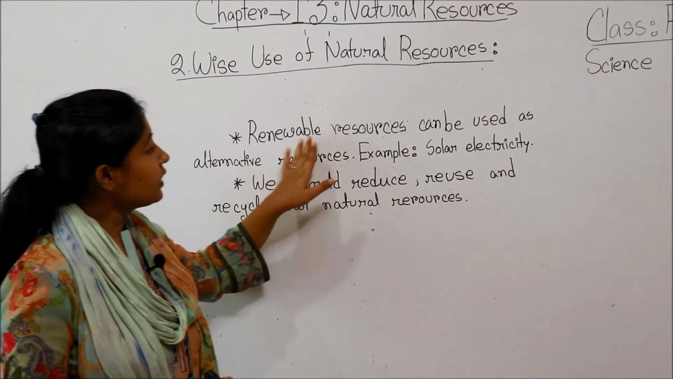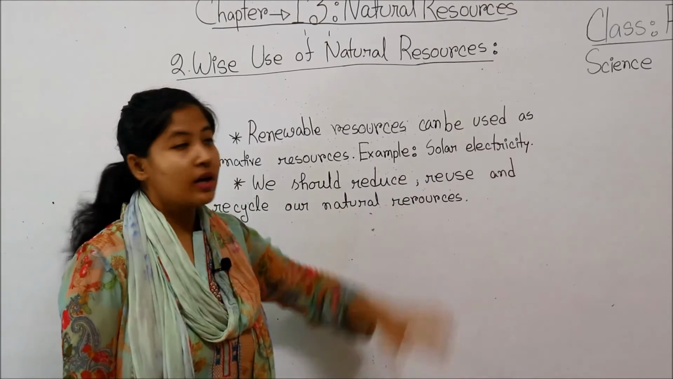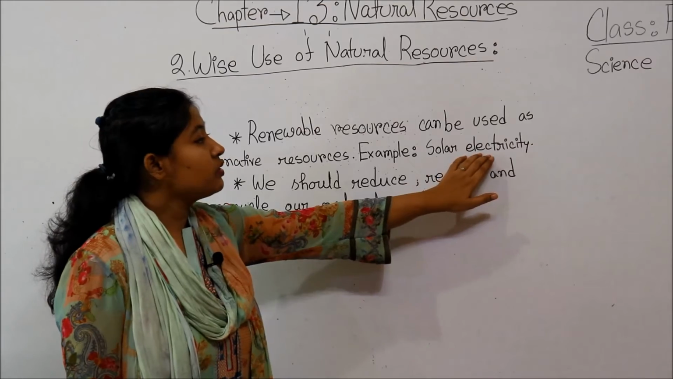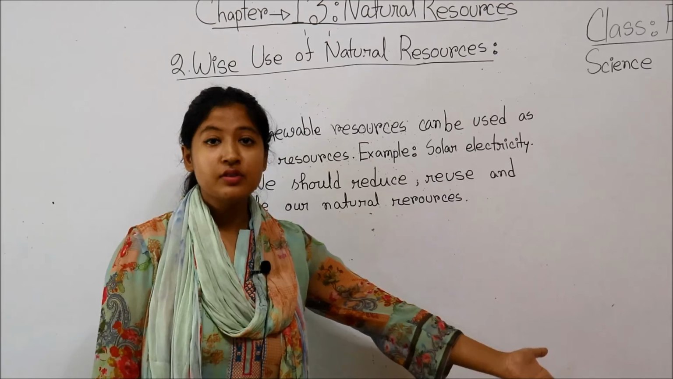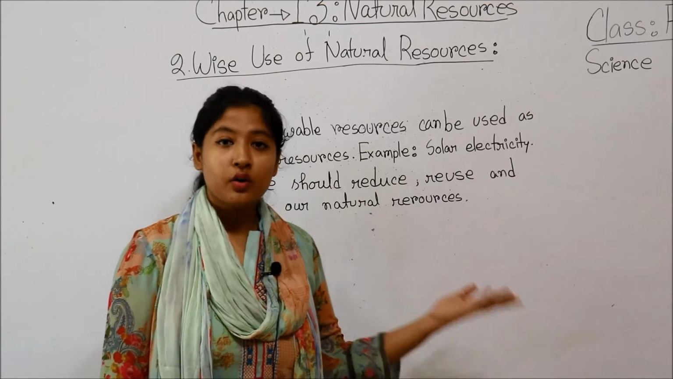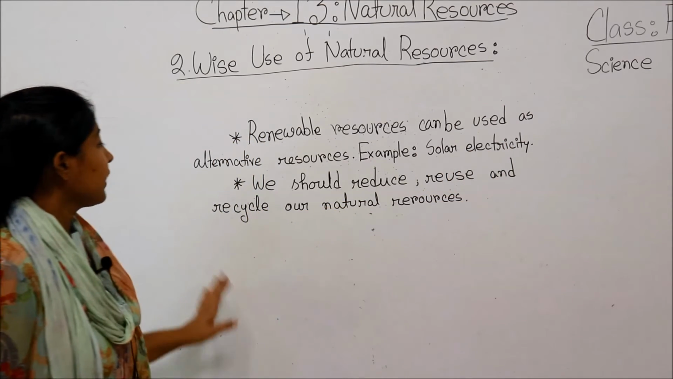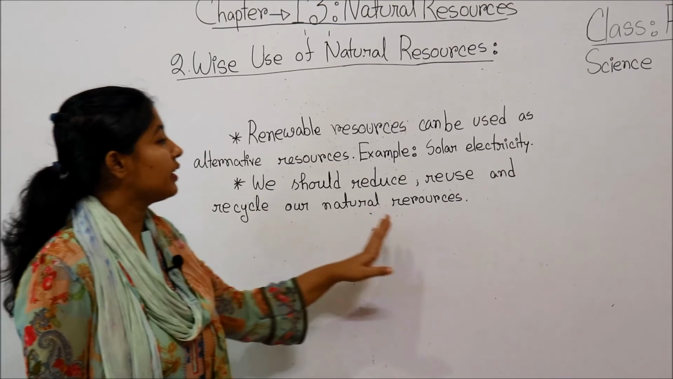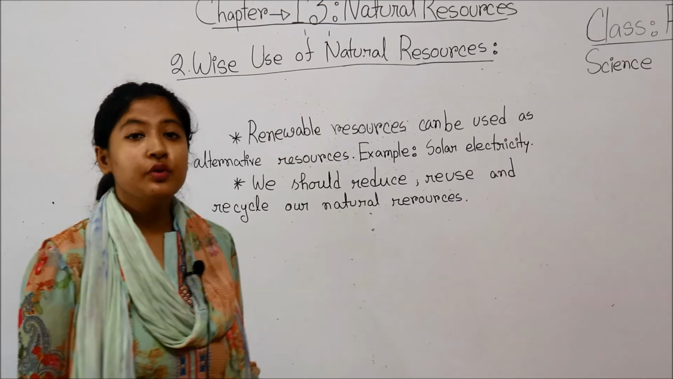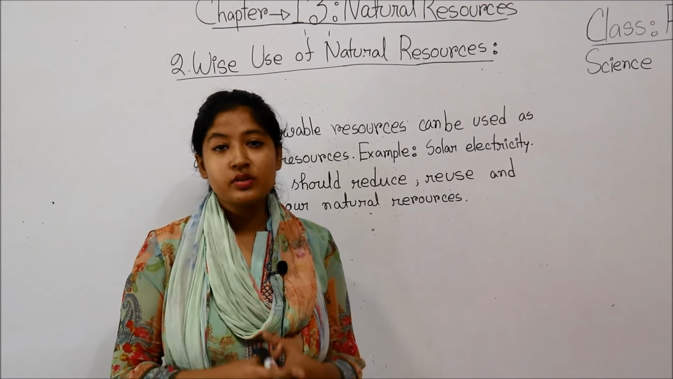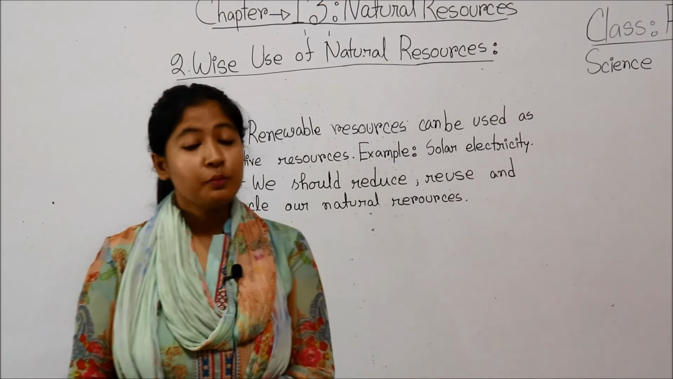Number one is renewable resources can be used as alternative resources, such as solar electricity. We can produce electricity with the help of sunlight instead of electricity produced from coal or natural gas. We should avoid non-renewable resources. And our second point is we should reduce, reuse and recycle our natural resources. If we follow these two steps, then we can reduce environmental pollution also.